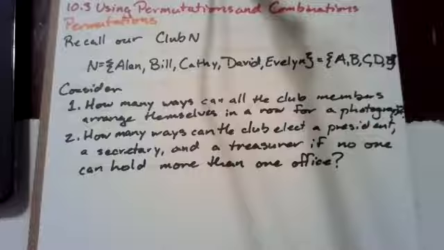Consider these questions. How many ways can all the club members arrange themselves in a row for a photograph? And how many ways can the club elect a president, a secretary, and a treasurer if no one can hold more than one office?